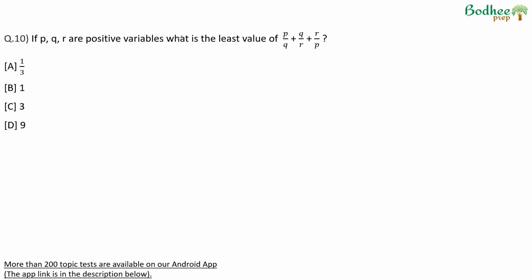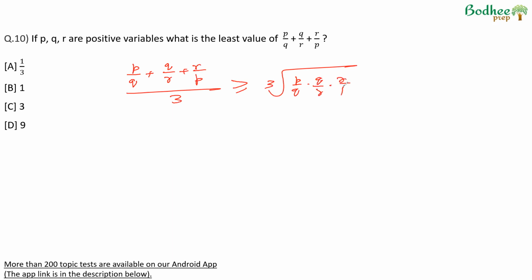P, Q, R are positive variables. What is the least value of P by Q plus Q by R plus R by P? AM is greater than or equal to GM. Therefore, we can say P by Q plus Q by R plus R by P over 3 is at least the cube root of the product, where the terms cancel out. Cube root of 1 is 1. The 3 goes to the top, and therefore this expression is greater than or equal to 3 into 1, or simply 3.